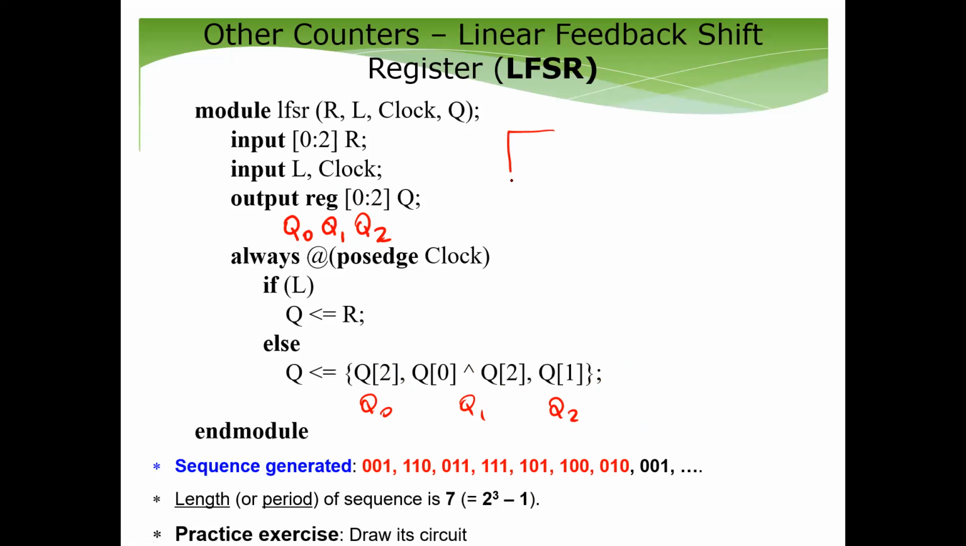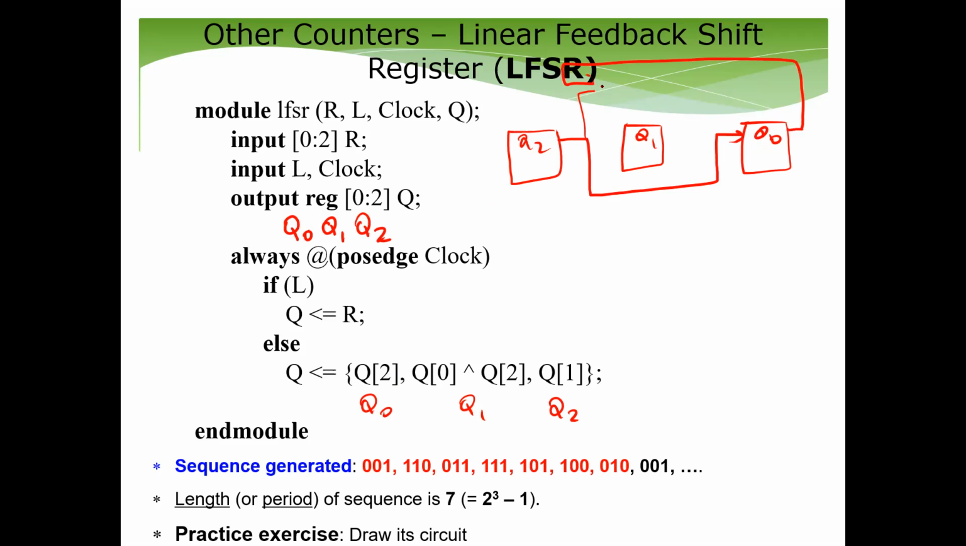اوكي فإذا رسمت السيركت, if I have Q2 Q1 Q0, okay, Q0 is going to be reading from Q2, so this is going here. Q1 is reading the XOR of Q0 and Q2, so we will have an XOR going into Q1, and then Q2 will read from Q1 this way.